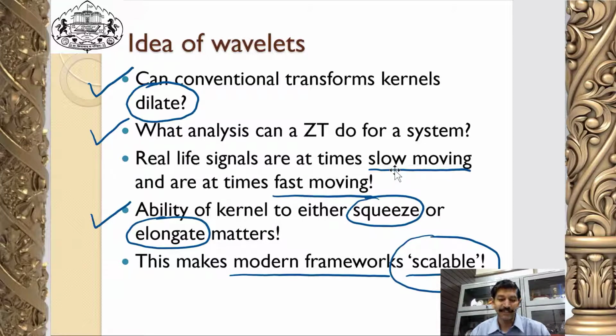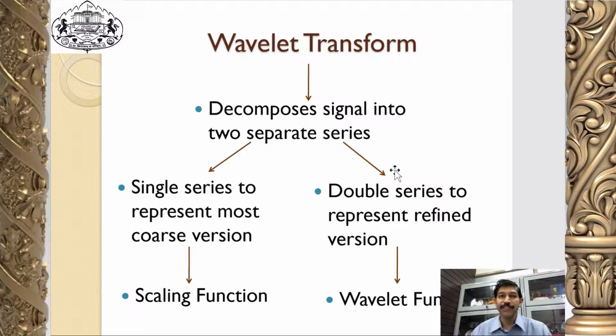Now let's understand wavelet transform. First of all, we should understand that for all the conventional systems, we often talk about just one single filter. But in wavelets, we talk about a filter bank, because there are two separate series that we make use of for decomposing the signal that we are trying to process. The single series is responsible for giving us the scaling function, and the double series is responsible for giving us the wavelet function.